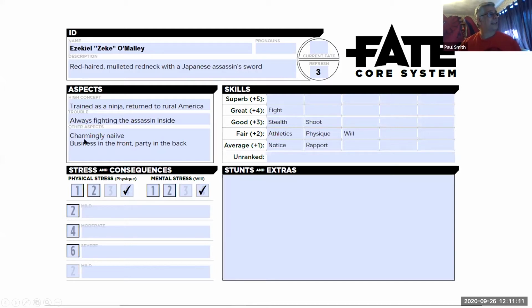I also said that he's charmingly naive. He's kind of got that aw shucks aspect of his personality that makes him kind of charming. And then I had a little bit of fun with the fact that he has a mullet, and I gave him an aspect of business in the front and party in the back, meaning that there's times when Zeke has to be serious and get the job done, but then there's a lot of other times when he just wants to have fun, and it's kind of a trickster or mischievous at heart as well.